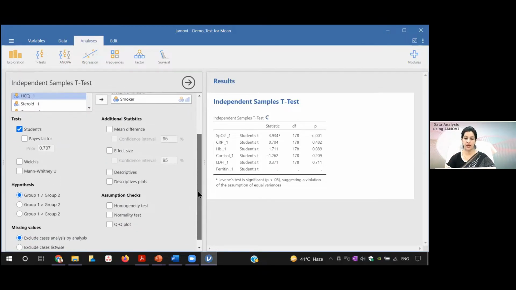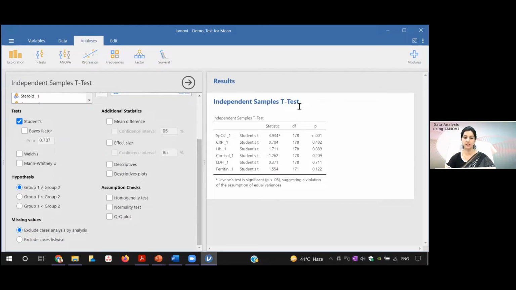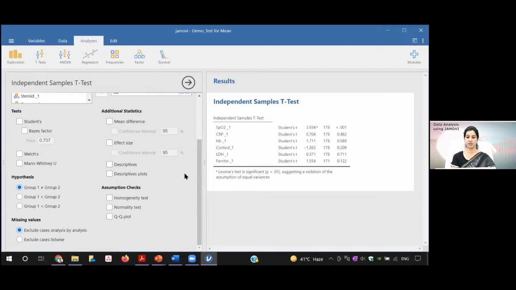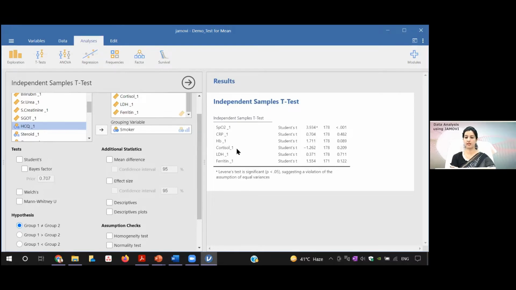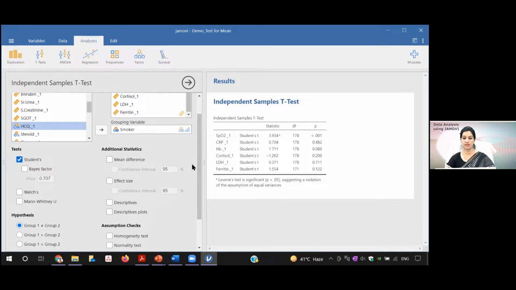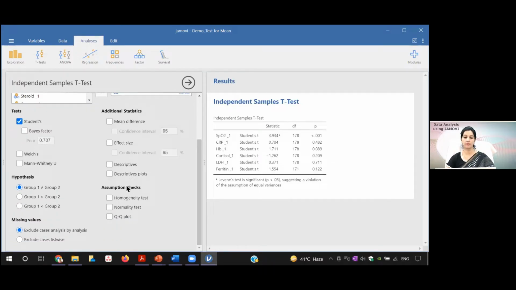That's why I will move directly here. Don't focus right now on this independent. You can uncheck this right now. Uncheck this so that it will disappear. But by default, this value comes. So maybe then we can leave this. And then you can see here, come to assumptions check.